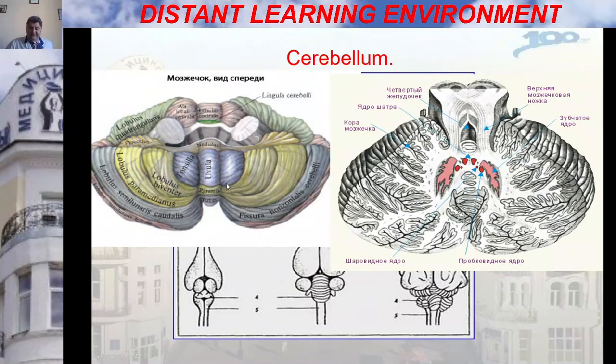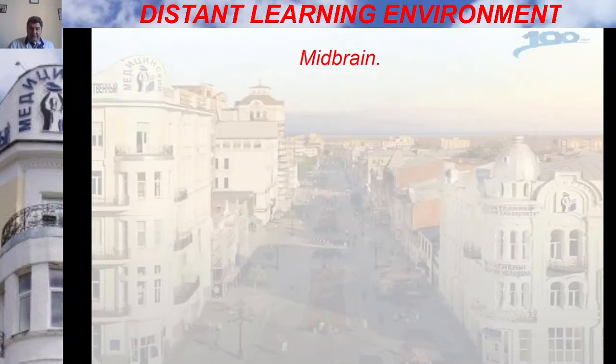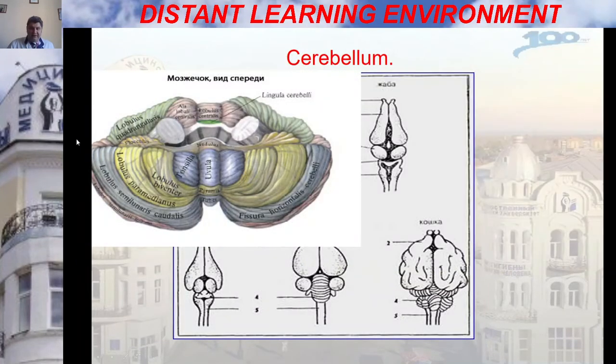The horizontal and other large fissures divide the entire surface of the cerebellum into two lobes, lobuli cerebelli. Among these, it is necessary to point out the most isolated small lobule, the flocculus. You may see the flocculus here.